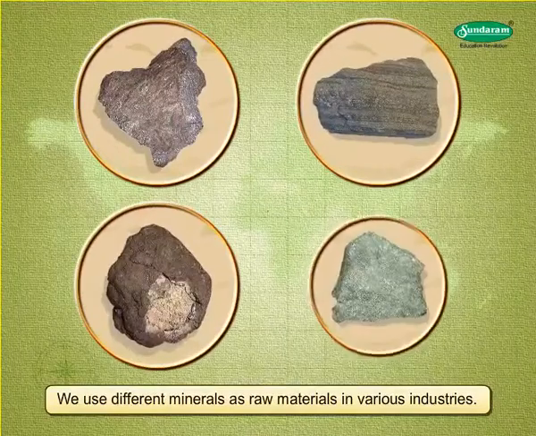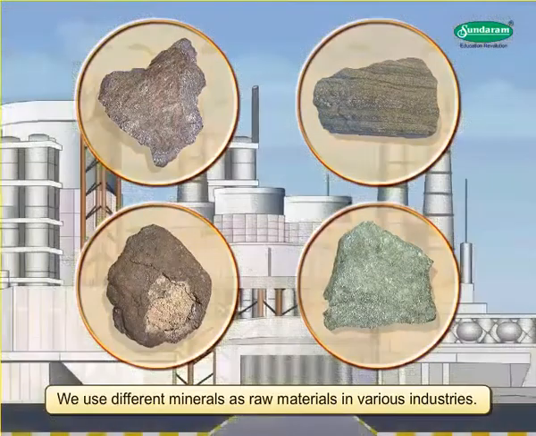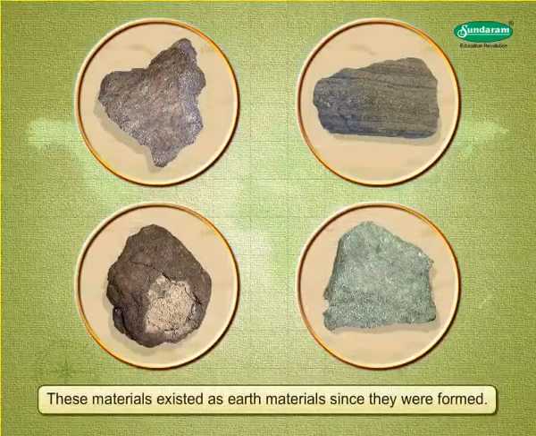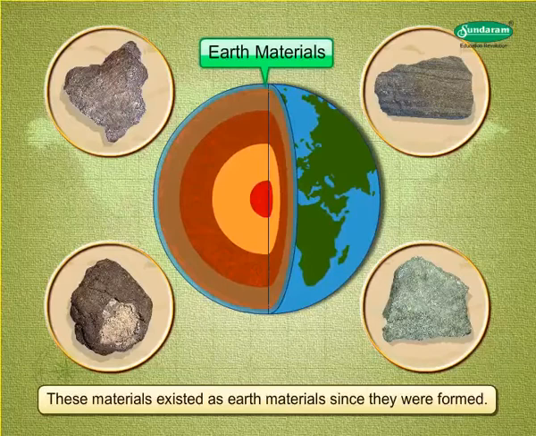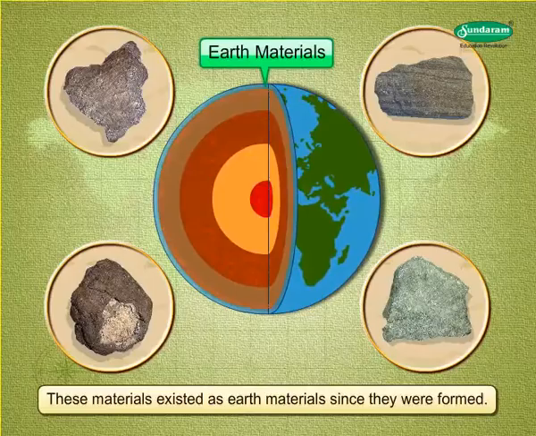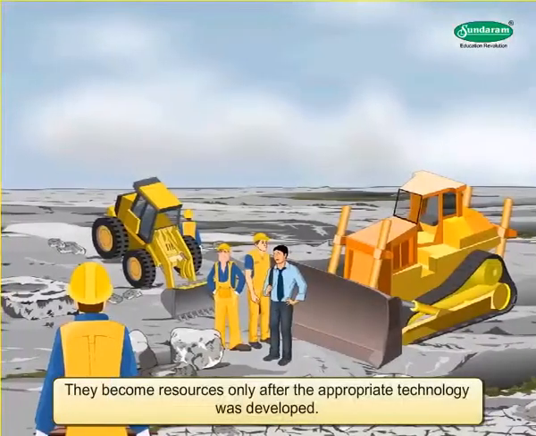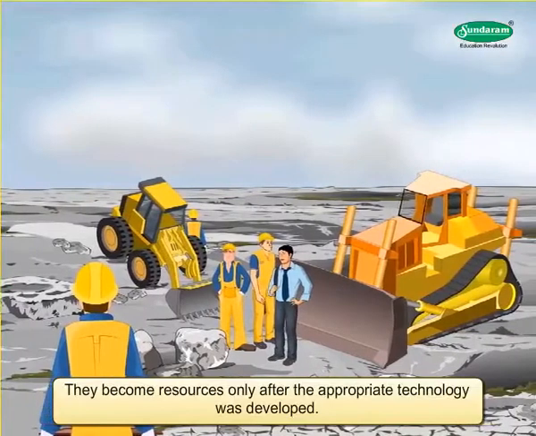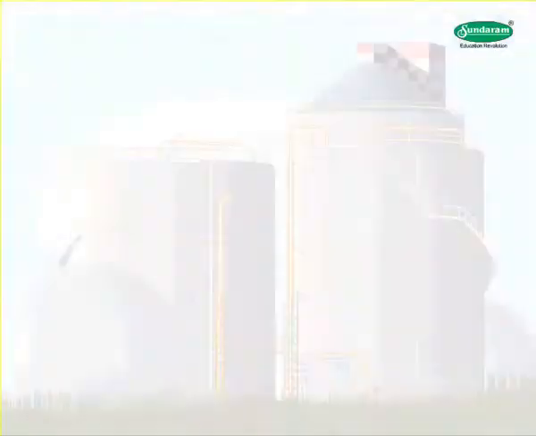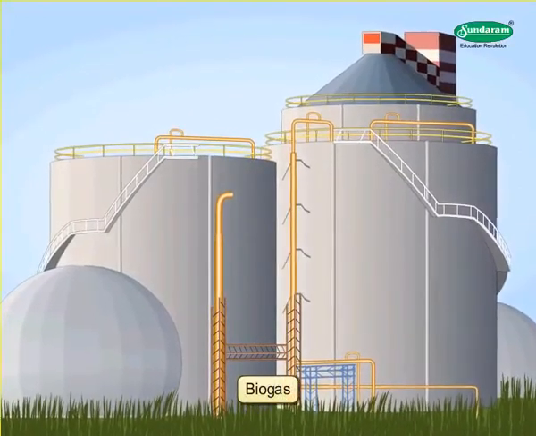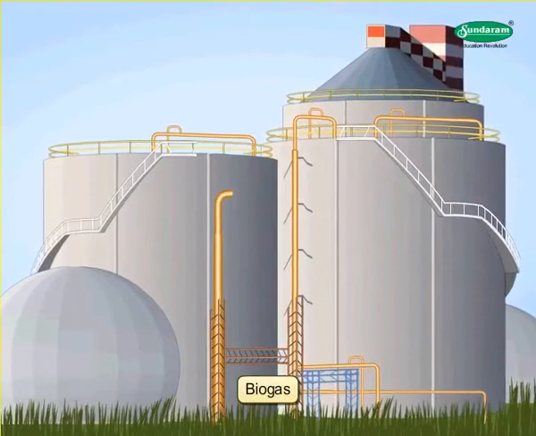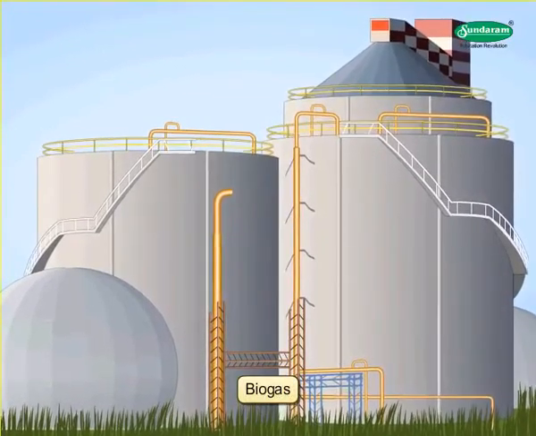We use different minerals as raw materials in various industries. These materials existed as earth materials since they were formed. However, these remained as unutilized resources. They became resources only after the appropriate technology was developed. Similarly, the biogas that we use as an energy resource existed since long, but it became a resource only when the technology to use it was developed.